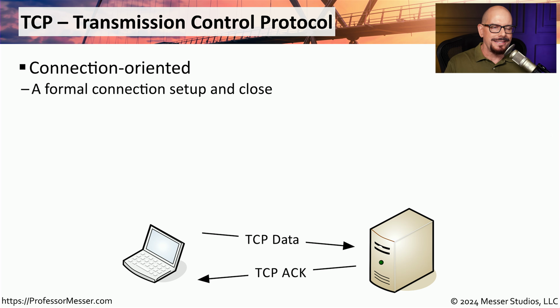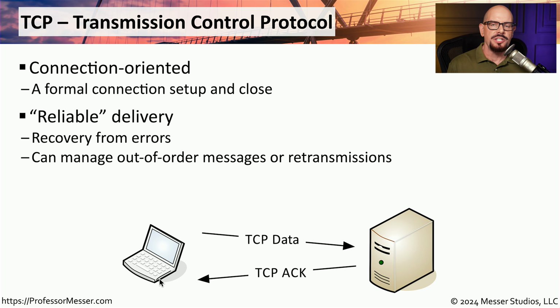Let's first look at TCP, or the Transmission Control Protocol. We refer to TCP as a connection-oriented protocol. That's because there is a formal process to set up the communication between two devices, and when that communication is done, there's a formal process to tear down that particular session. One feature that makes TCP different than UDP is the ability for a station to acknowledge that it has received data. We refer to this as a reliable delivery method.